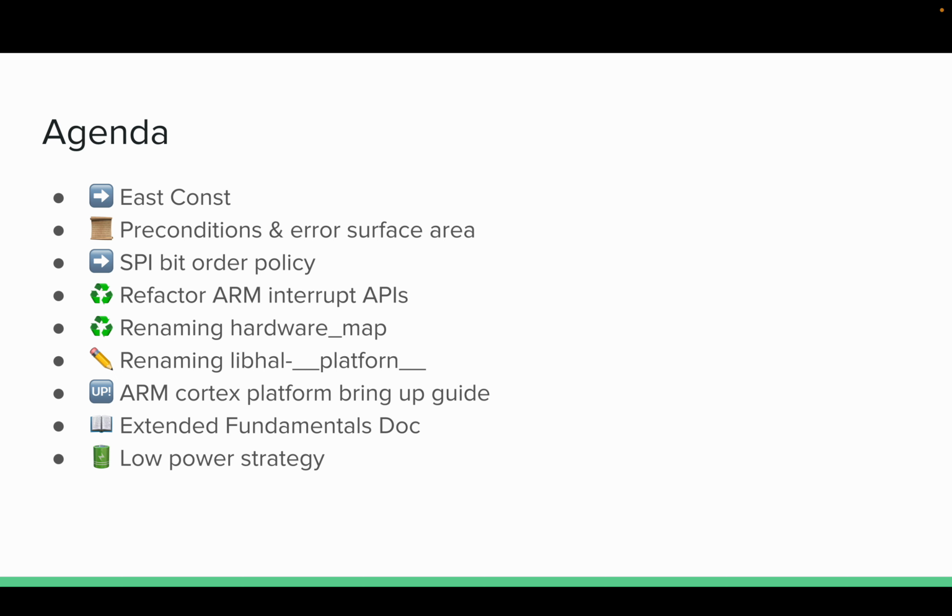I'm going to show you the ARM Cortex platform bring up guide, which should explain all the pieces you need to bring it up with Conan using libhal. It also gives you structure around some basic things that your particular platform should support, and if it doesn't support something, then you just eliminate those parts. We'll go over the extended fundamentals doc. I added more library categories. And then finally, I think the biggest and most interesting thing will be the low power strategy.